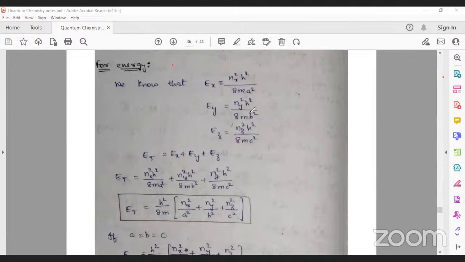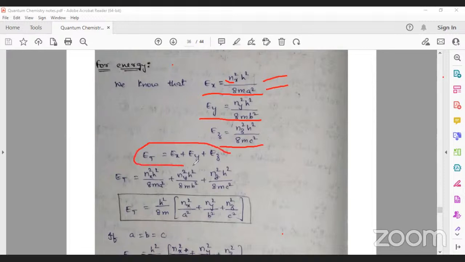Okay. We know that the energy of a one-dimensional box along the x-axis, that is Ex = n²h²/8ma². Along the x-axis, that is nx²h²/8ma². Along the y-axis, where the coordinate is b, that's why ny²h²/8mb². Ez is equal to nz²h²/8mc².